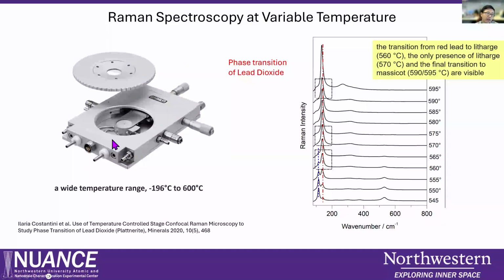Also with Raman, you can do variable temperature measurements, from minus 200 to 600. You can see this example, lead dioxide. At different temperatures you can see the phase change, and the peaks change based on the temperature change.